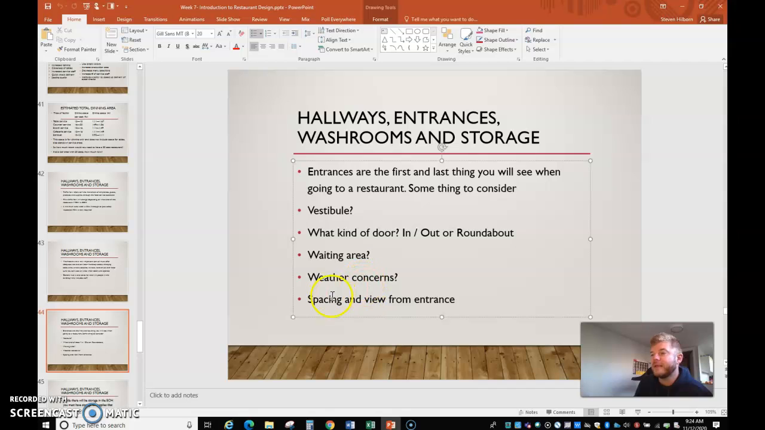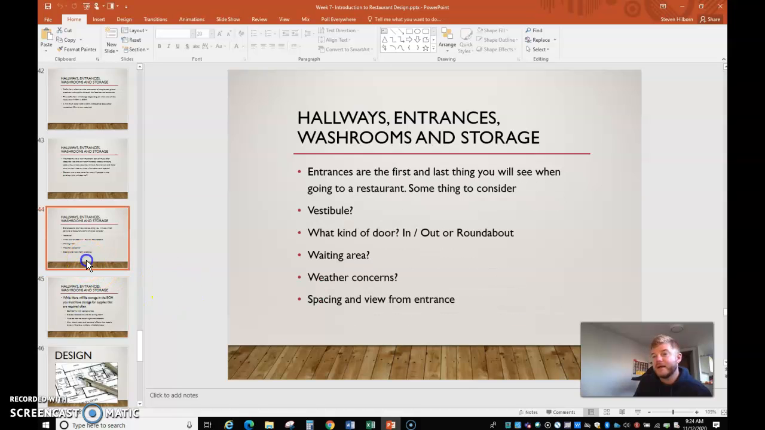And then the final thing is spacing and the view from the entrance. So personally, I don't want people standing at the front door looking at what I'm eating and looking at my table and also maybe wondering, are they almost done yet? Have they got a bill? Because they want that table. They want to come in and sit there. So ensure that with the spacing and view from the entrance, you don't get to see all your people eating and all the other customers there. You want to have it blocked off a little bit.